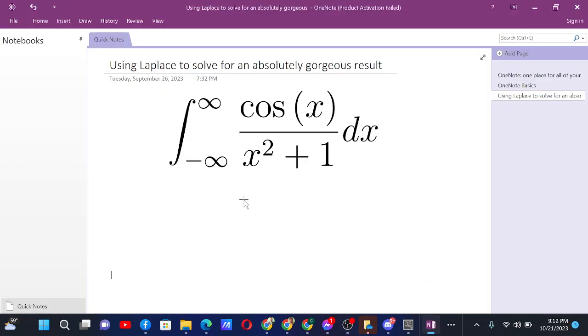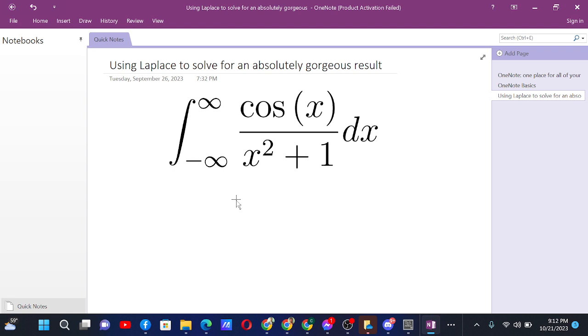It's October 21st, 9 p.m. in the evening in Nepal, and my early season of college applications are due in 9 days. And just to get relaxed from those things, I'm doing this video of Laplace transform for an absolutely gorgeous integral.